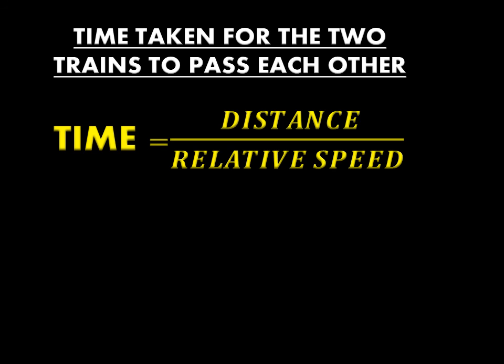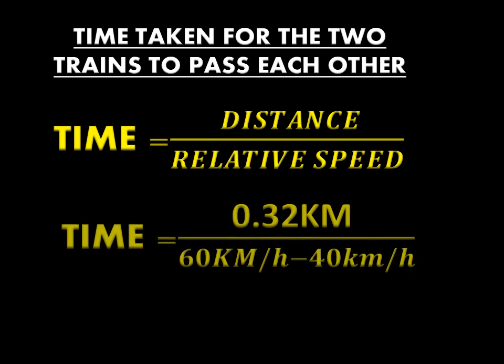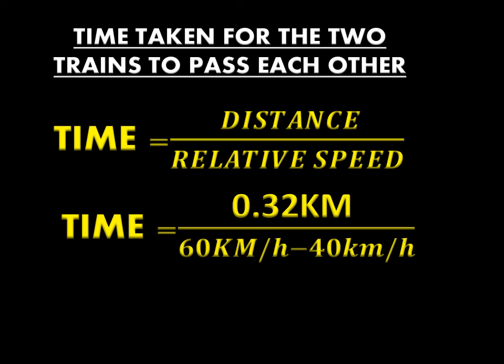The time taken for the two trains to pass each other is given by distance over relative speed. Now, because these two trains are moving in the same direction, the distance covered by the red train will be 0.32 kilometers, as we have seen, and for the relative speed, we subtract the slower train from the faster train, which is 60 kilometers per hour minus 40 kilometers per hour, because the two trains are moving in the same direction. The concept applied here is the concept of relative speed.